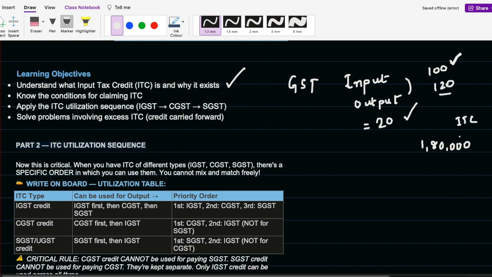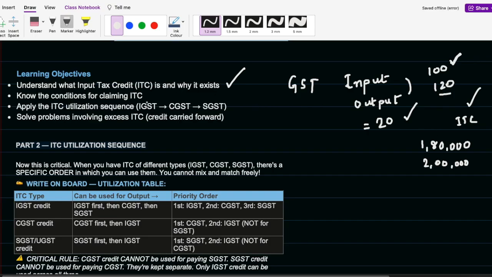Now you sell them to the customers online, and you collect 2 lakh of GST from the customers. So what is the remaining amount? 20,000 is extra that you are getting as GST. So that 20,000 you will pay, because you already have 1,80,000 as ITC. So 20,000 you will pay to the government. That's it. Got it? Okay.